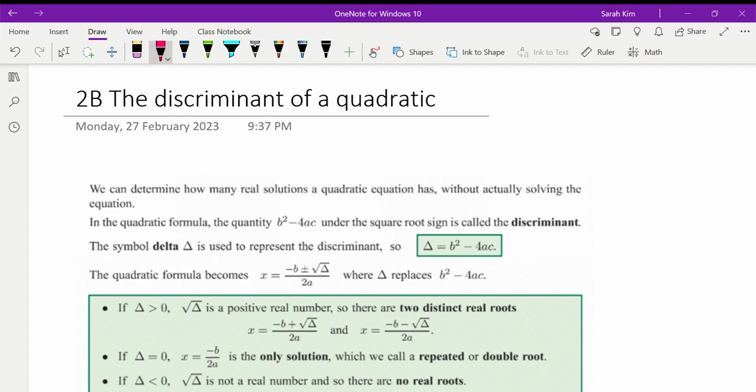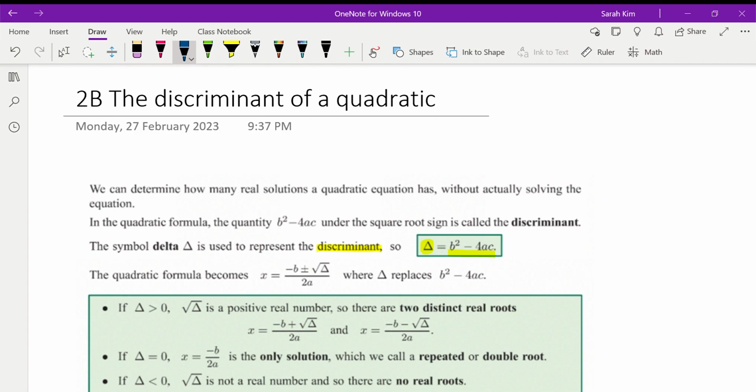So 2b, the discriminant of a quadratic is what we're going to be working on. All you need to write down and know is the delta symbol. The delta symbol in this case represents the discriminant, which represents b squared minus 4ac.